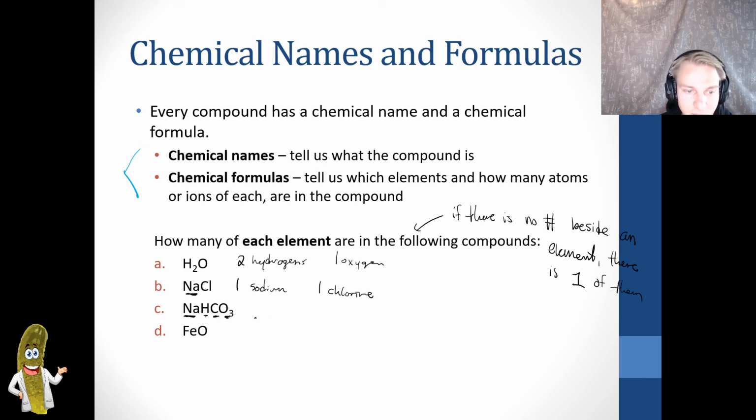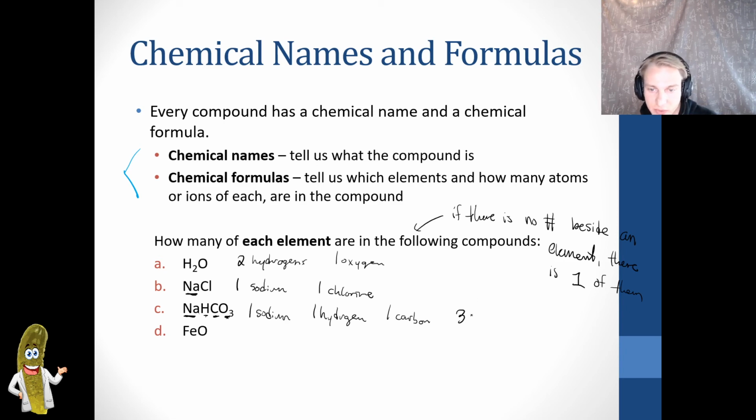And in this case, there's no number beside our Na, so we have 1 sodium. There's no number beside our H, so we have 1 hydrogen. No number beside C, so we have 1 carbon. And there's a little 3 subscript beside our oxygen, so we know that we have 3 oxygens. And then looking at FeO, this is the last one. Again, no numbers beside either one of them, so we would say we have 1. Fe is iron, and we have 1 oxygen in this case.